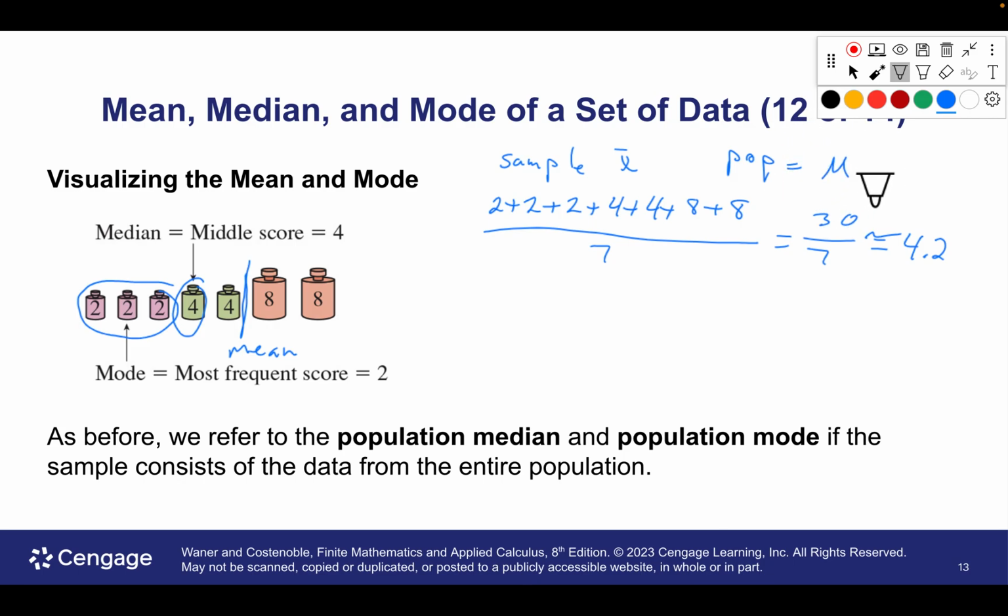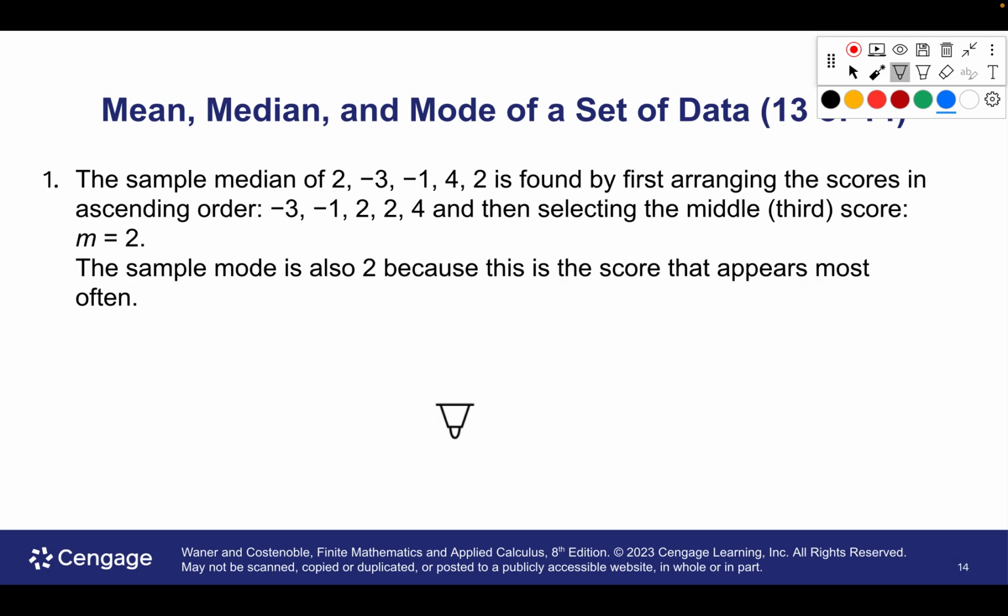And typically, with the median, I don't know that there's a special one. I haven't seen a special one for the median. Okay.